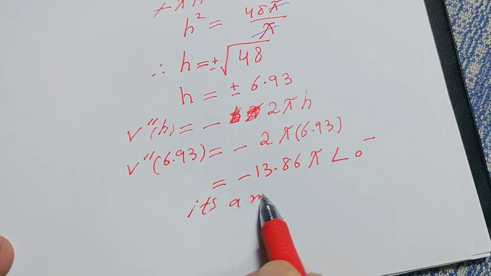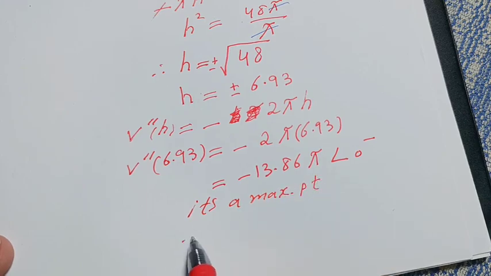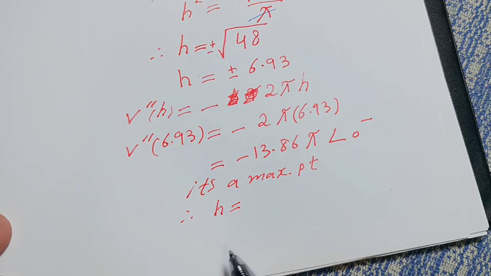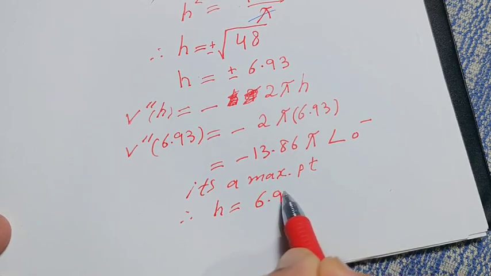It's a maximum point. So therefore I'm going to use the positive h value, because we need to find the maximum value of h. So it's going to be 6.93. This is my final answer.